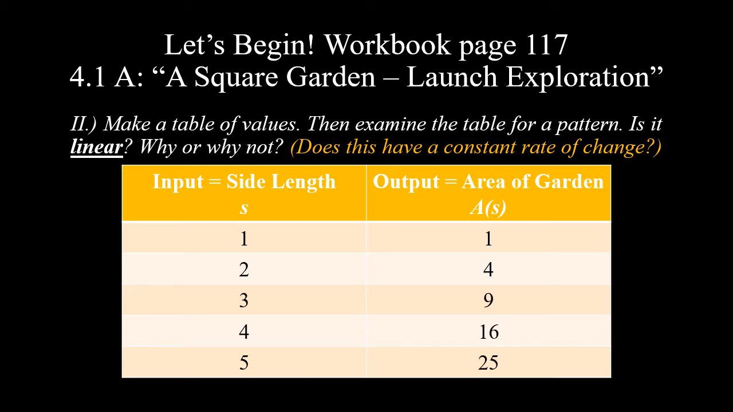Tables show us patterns, right? When we have a table of values, we can examine it for a pattern. So we're asked to make a table of values and then examine the table for a pattern. Is it linear, exponential, neither, or explain?